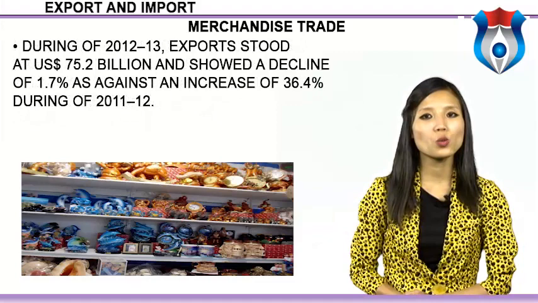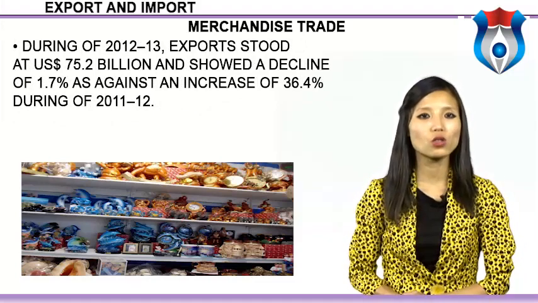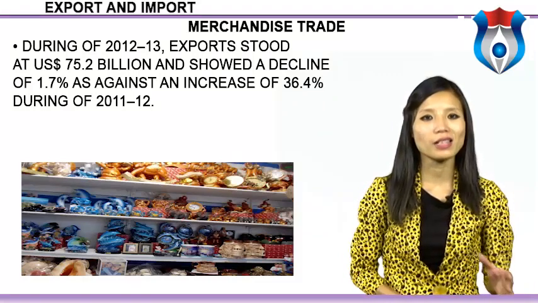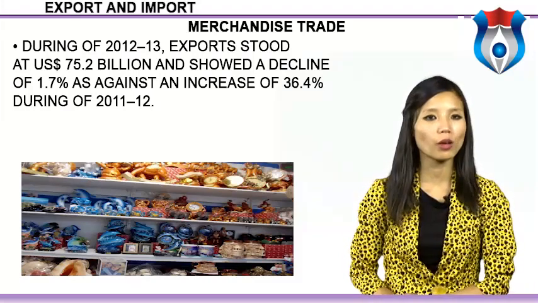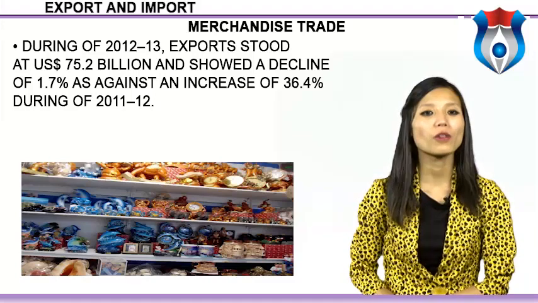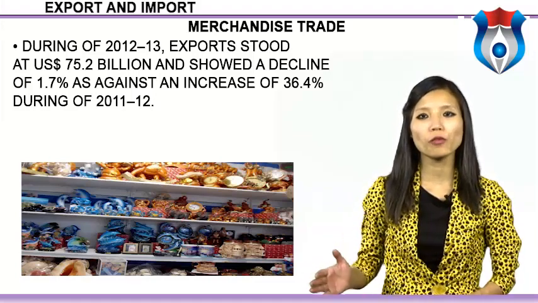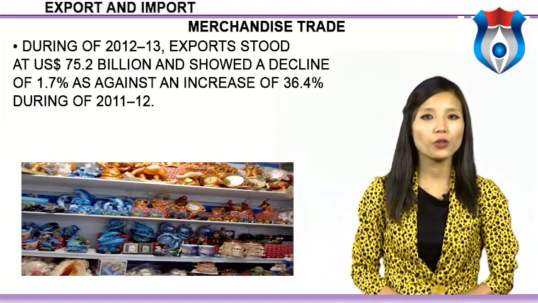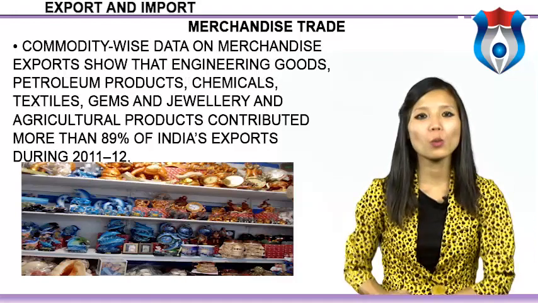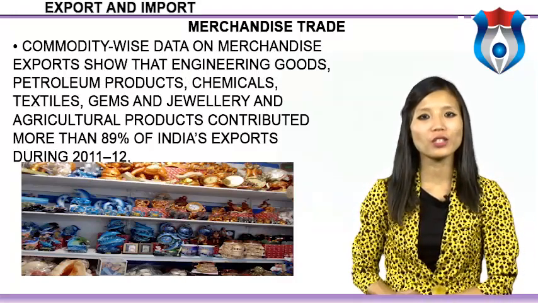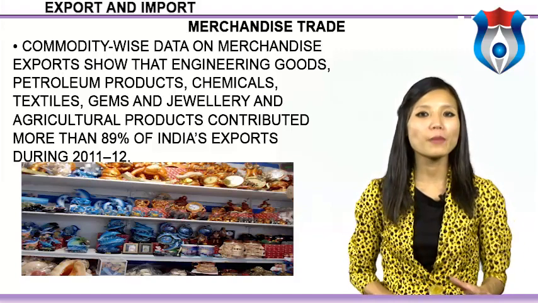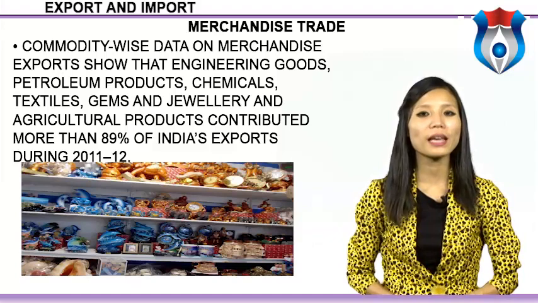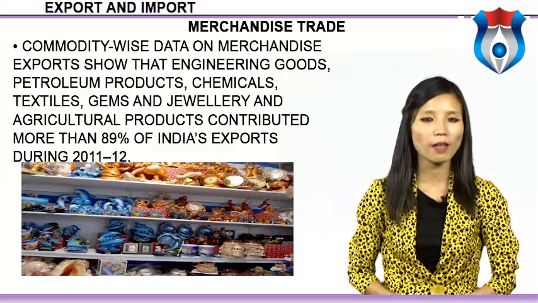During April to June 2012-13, exports stood at $75.2 billion and showed a decline of 1.7% as against an increase of 36.4% during the same period of 2011-12. Significant deceleration in export performance recorded in the second half of 2011-12 continued during April to June 2012-13. Commodity-wise, data on merchandise exports showed that engineering goods, petroleum products, chemicals, textiles, gems and jewellery and agriculture products contributed more than 89% of India's exports during 2011-12.